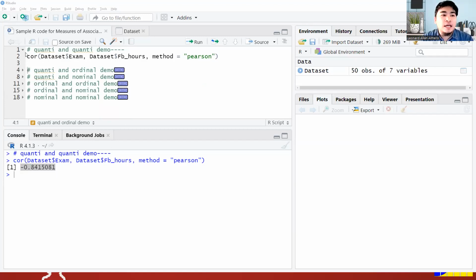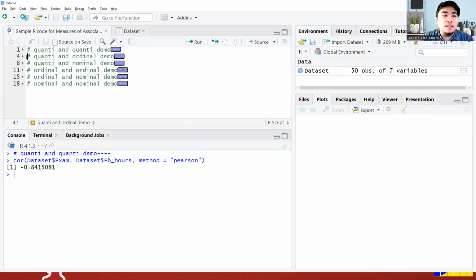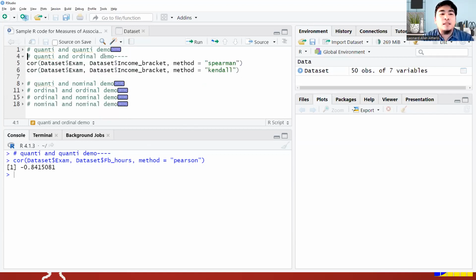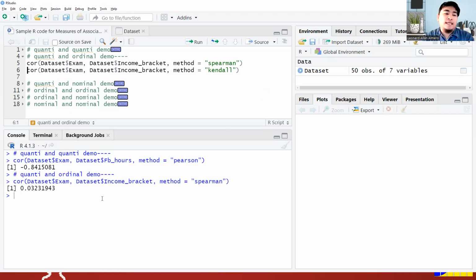So, now, this time, tapos na tayo dyan sa quanti and quanti. Punta po tayo sa quanti and ordinal. So, to demonstrate, yung exam po yung quantitative. And kanina, tinanong ko sa inyo kung ano yung mga ordinal level, yung income bracket. Tama? Now, gagamitin po natin ang method ay Spearman. So, pag nirun ko po yan, yan. Ang Spearman rank ko po, yung r sub s ko ay 0.023.